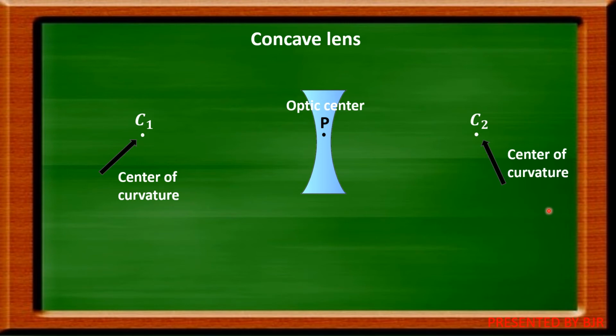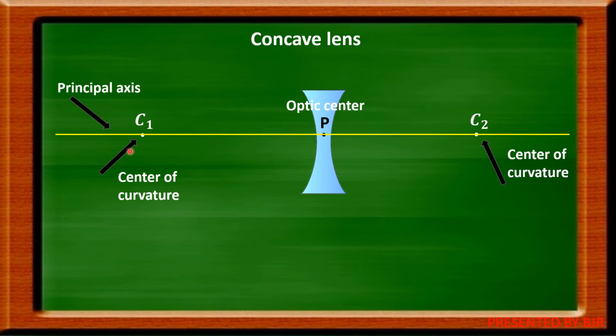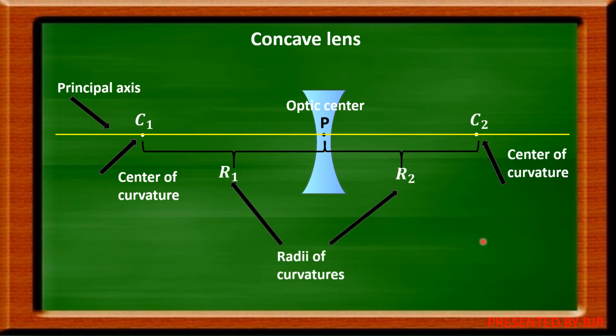Okay, now this one is the principal axis, a line passing through the centers of curvature and the optic center. And from P to C, the distance between the optic center and the center of curvature is called the radius of curvature. This one is R1 and this one is R2. So R1 and R2 are the radii of curvature.